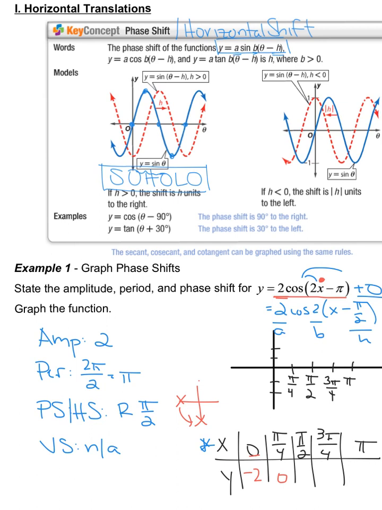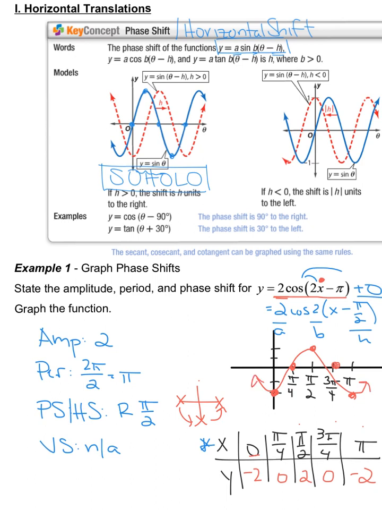All right. As we probably remember our pattern, you can continue it or you can keep plugging in values, but I know the next time my cosine value is going to be positive 1. 1 times 2 is 2. And then we can finish off our pattern, or we can continue plugging those in, whatever's easiest for you. Then we plot our points. So we have 0, negative 2, pi fourths 0, pi halves 2, 3 pi fourths 0, and at pi, we're back at negative 2.